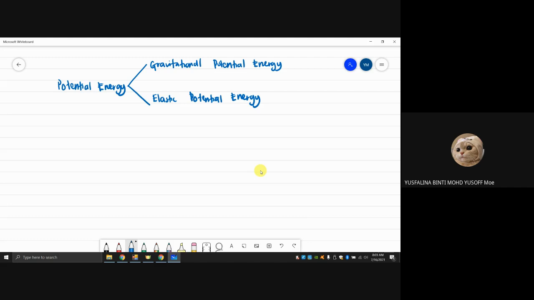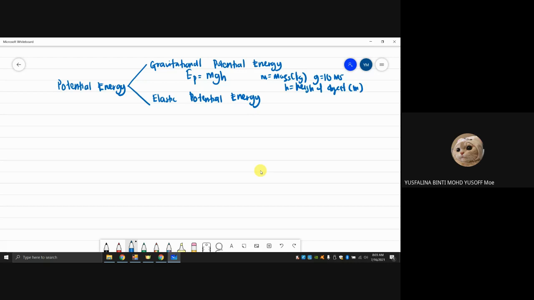And what's the formula for the gravitational potential energy? The formula is mgh. So what is m? m is the mass, which must be in kg. And g is the gravitational acceleration. This value is constant, that is 10 ms^-2. And h is the height of the object, which must be in meters.